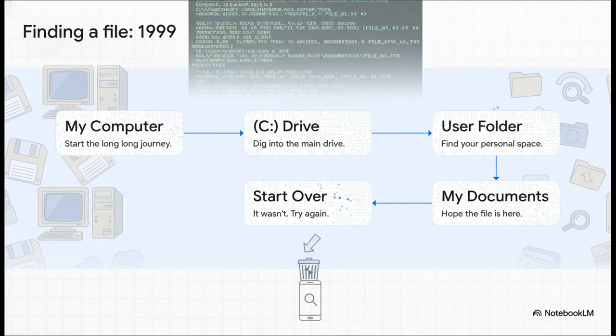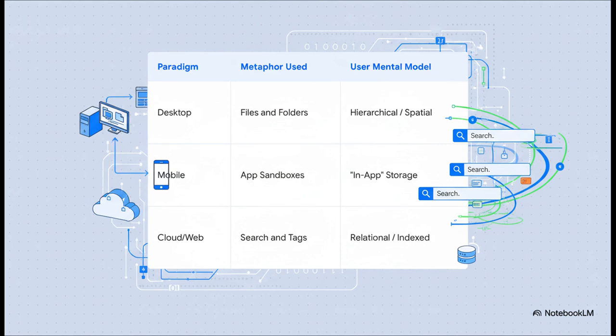It was this multi-step scavenger hunt, digging through nested folders, just hoping you remembered where you stashed that one document. For mobile-first users, this whole ritual is completely gone, replaced by a single all-powerful search bar. So what we're really seeing here is a huge shift from a spatial model, where you had to remember where you put something, to a search-based model, where you only need to remember what it is. The mental heavy lifting has shifted from organization over to retrieval.